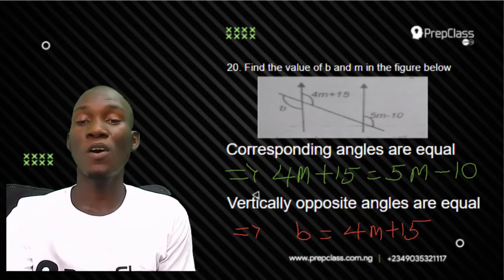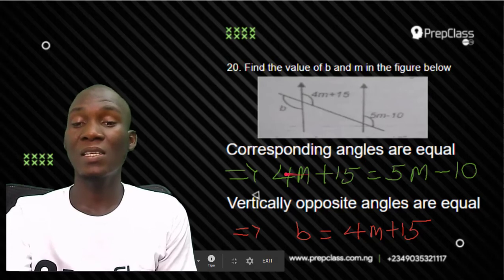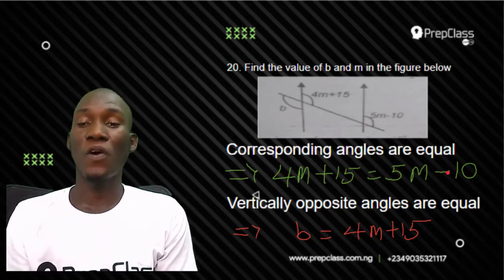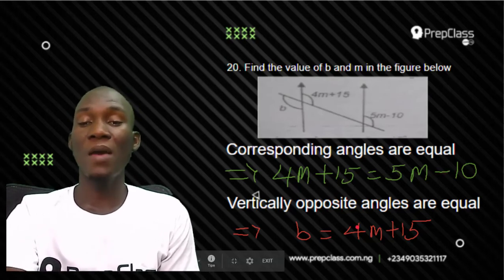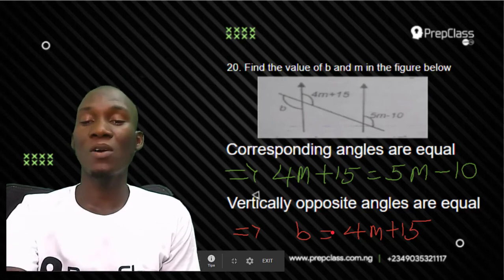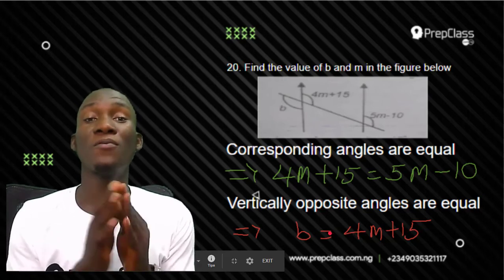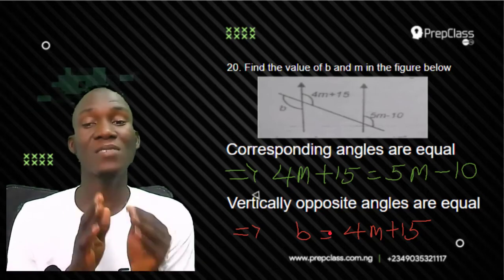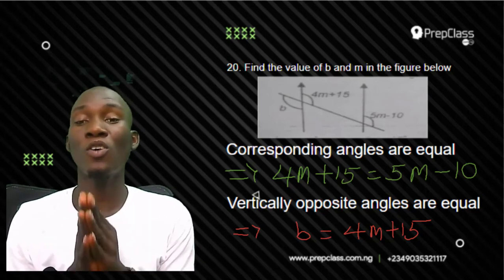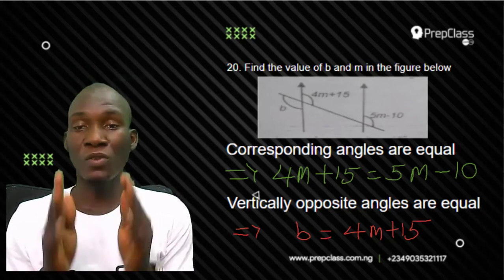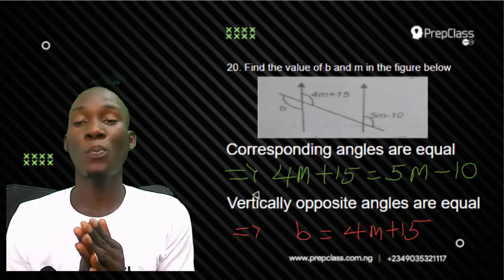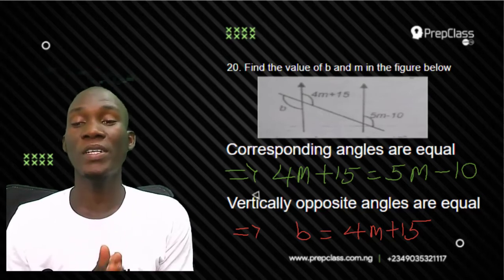So that means we are going to solve the corresponding angles first, that is 4m plus 15 equals 5m minus 10, to get the value for m. Now after getting the value for m, we are going to substitute it into the vertically opposite angles, that is b equals 4m plus 15, and we'll be able to get the value of b. So that is very simple. This is a question on lines. When lines meet, they form different angles. So from here we have vertically opposite angles and corresponding angles.